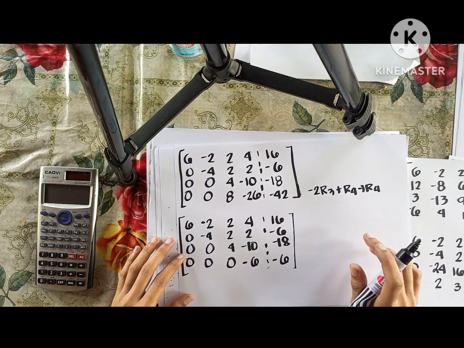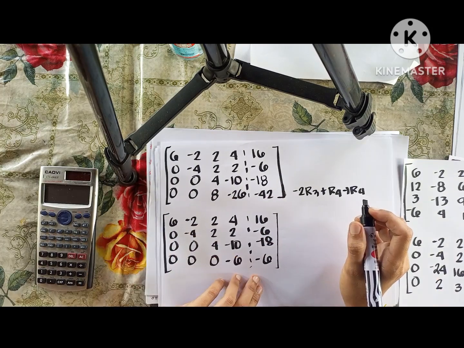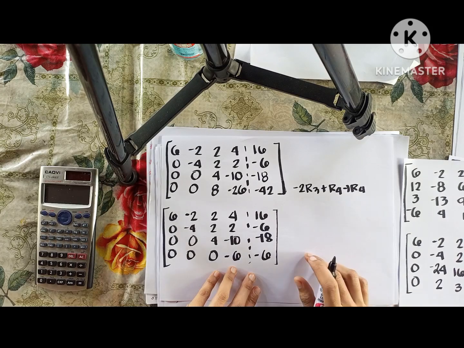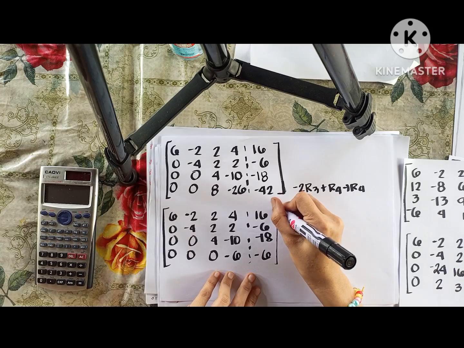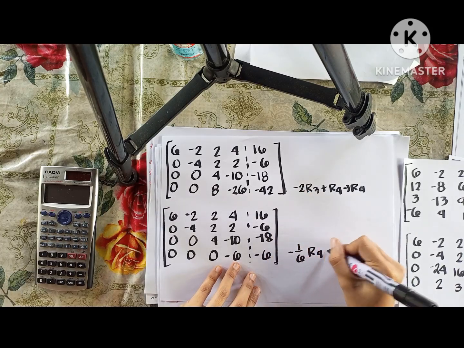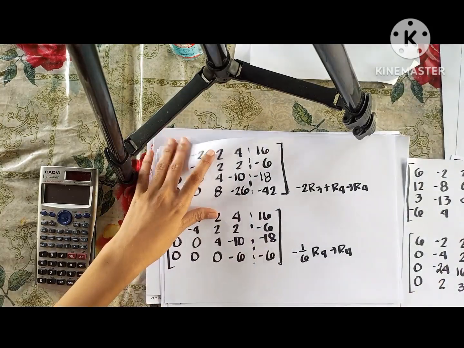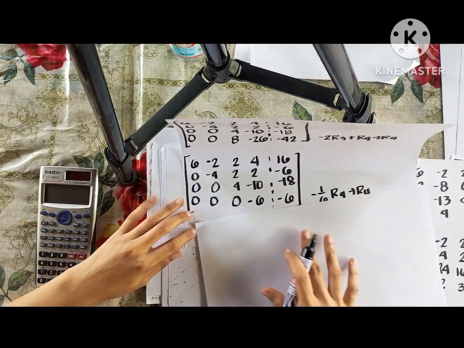Now, the next thing that I'm going to do is to make the upper portion become 0. So, before that, I am going to multiply negative 6 by negative 1/6 in order to make this become 1, so it's not hard in the next processes. So, negative 1/6 times R4. So, from that, let's copy the first, second, and third row.